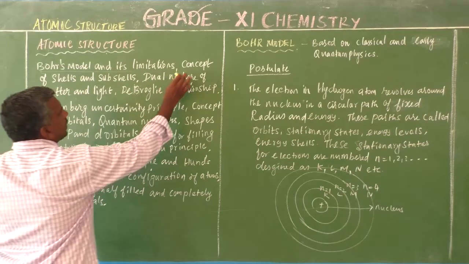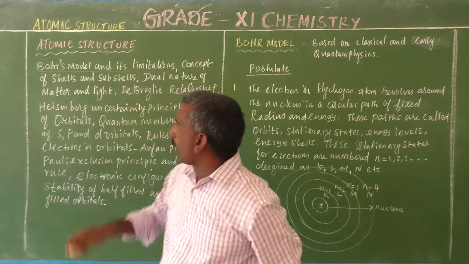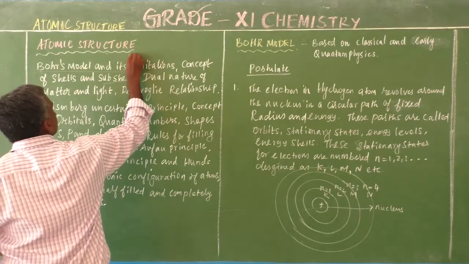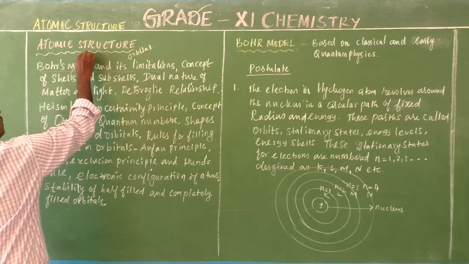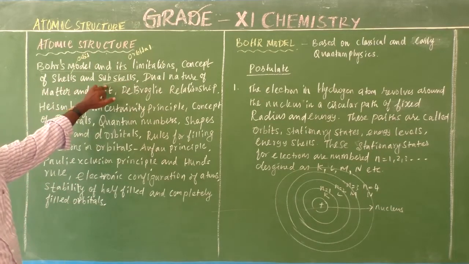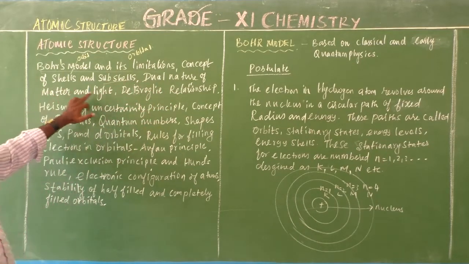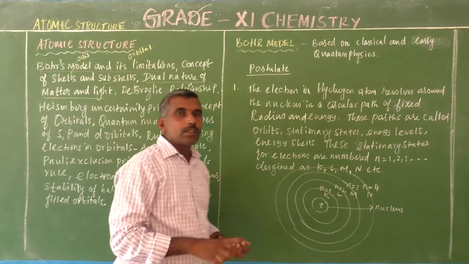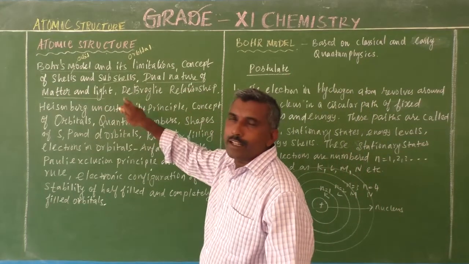Next, the concept of shell and subshell. Shell means orbit; the concept of orbit. Subshell means orbital. This is the syllabus: the concept of shell and subshell. Now the third topic, dual nature of matter and light. Here, dual nature means particle nature and wave nature. That is the dual nature of matter and light.